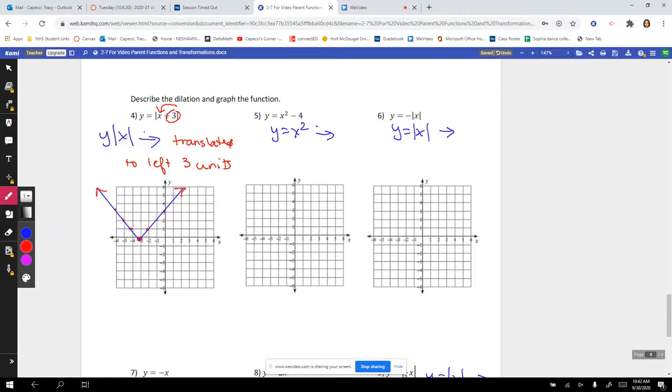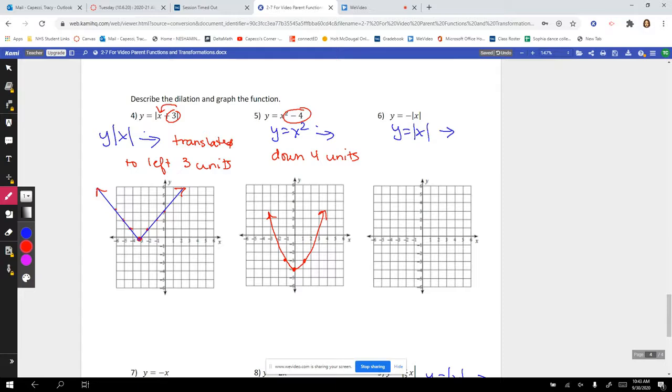Okay, and number 5, we have y is equal to x squared minus 4. Because this minus 4 is outside, we're going to go down 4 units. So we have down 1, 2, 3, 4, and then we'll have our quadratic. We're all set.